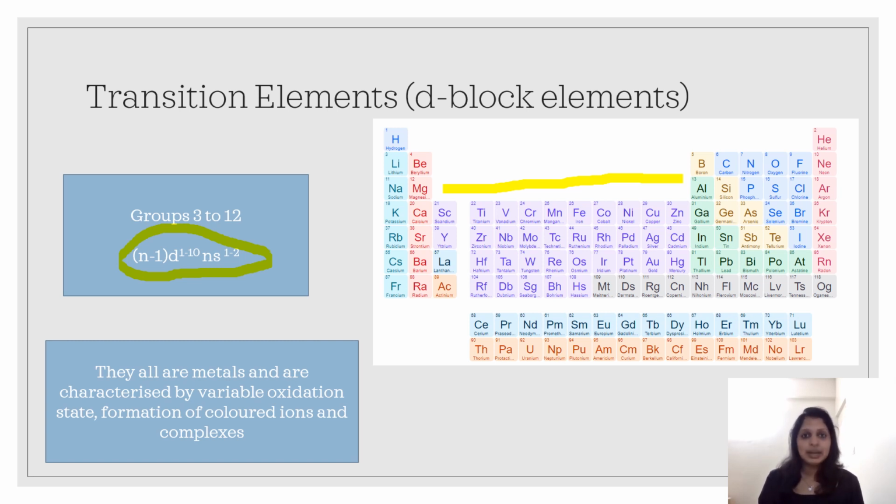They are metals and they have got variable oxidation state. They have the property of showing different oxidation states, and they can also form colored ions. We can find a lot of colored ions in this category of elements.